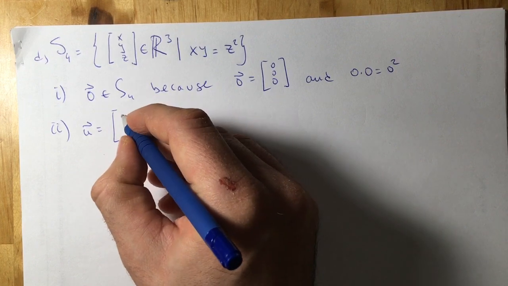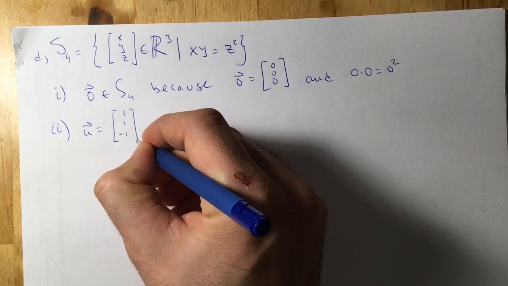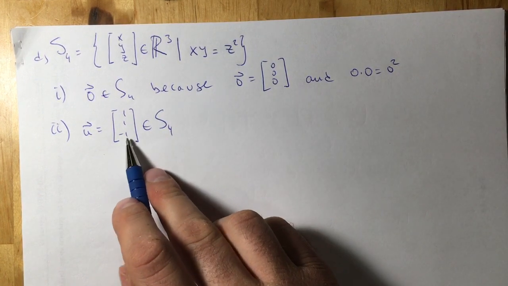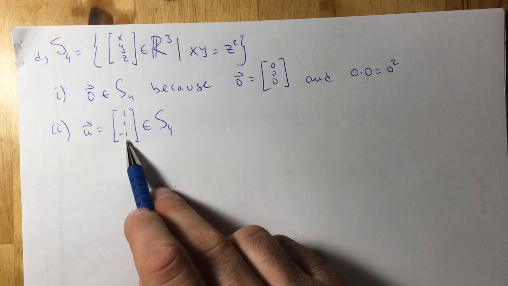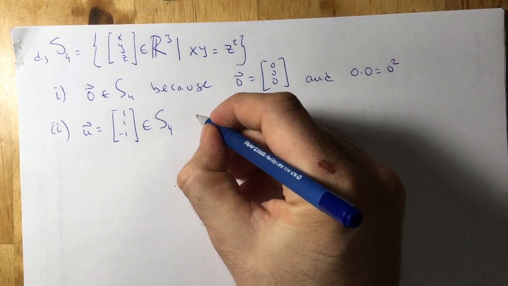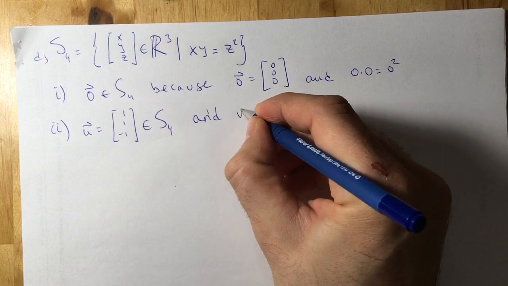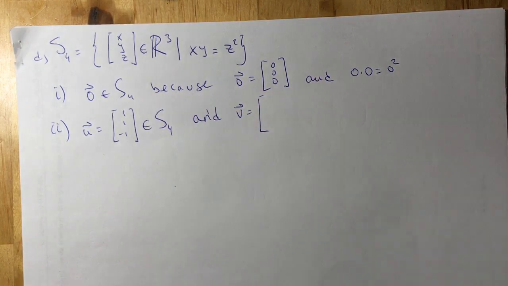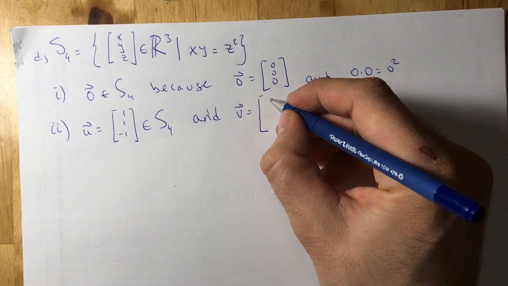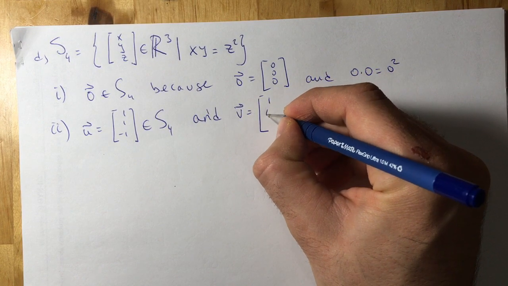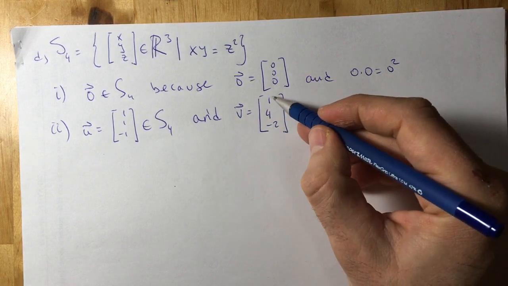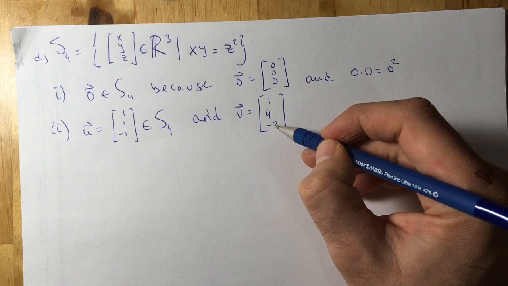Let u be 1, 1, negative 1, let's say, and this is in S4. Make sure to check. So 1 times 1 is equal to negative 1 squared, 1 times 1 is 1, and negative 1 squared is 1. And the vector v, 1, 4, negative 2, let's say. So 1 times 4 is 4, negative 2 squared is also 4.